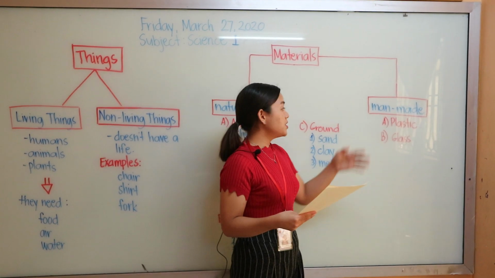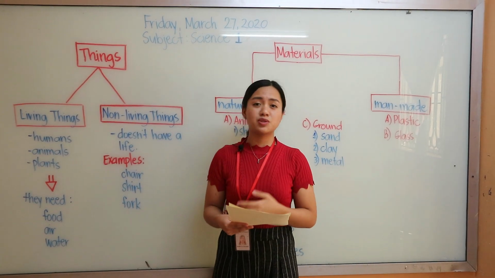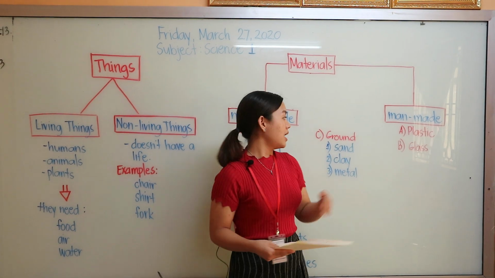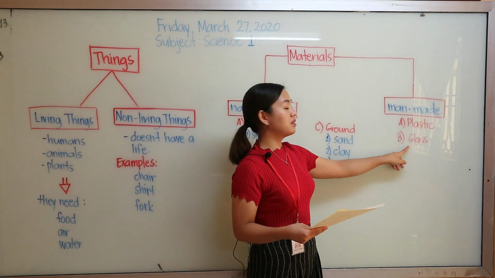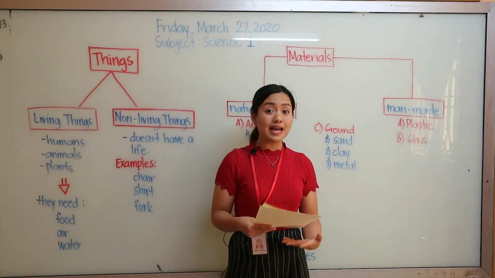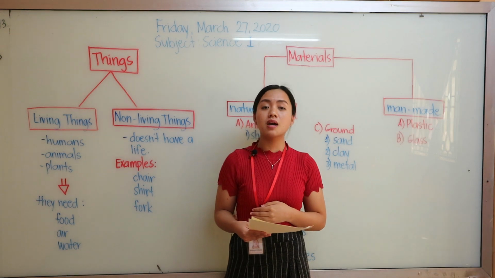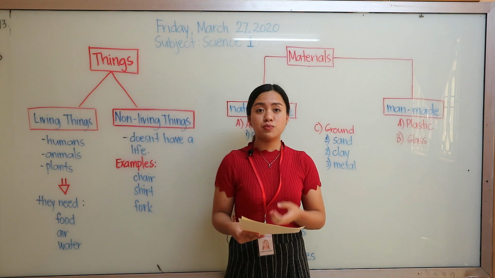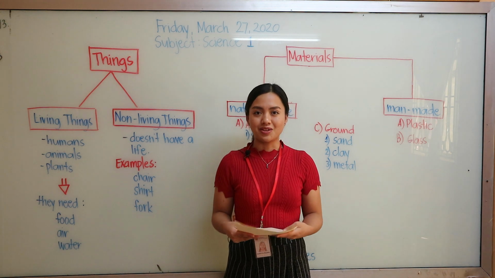Now, man-made materials, we have here plastic. So we can produce toys, plastic, bottles, and all that. And next one, we also have here glass. So another man-made materials are glasses. So this includes the sunglasses that we are using. We also have here the glasses which we use for drinking, and the light bulb, and all that.